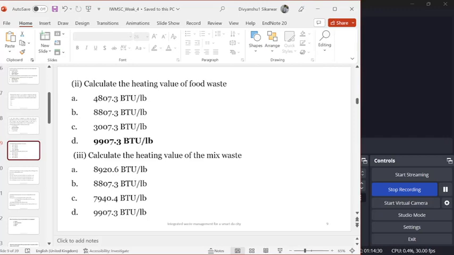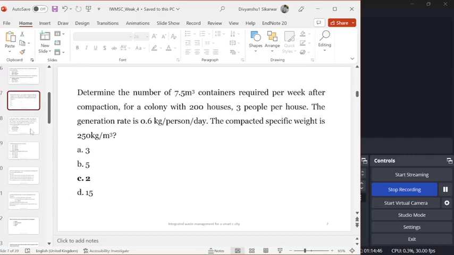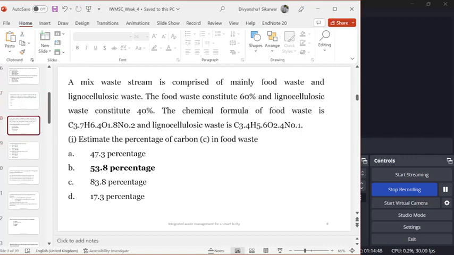For the third question, the value asked is for mixed waste, and this 7441.7 BTU per pound is for lignocellulose waste. For mixed waste, because the composition is given in the question as 60:40, we have to take 60% of the food waste component and 40% of lignocellulose.